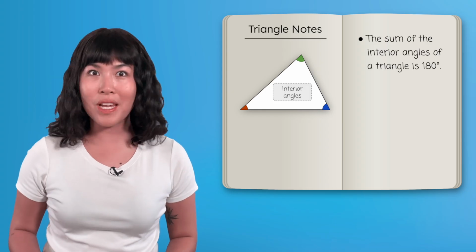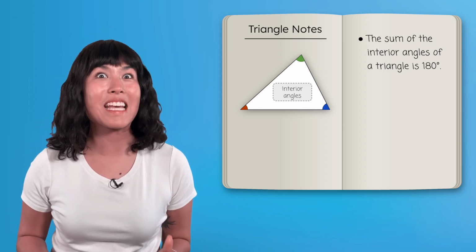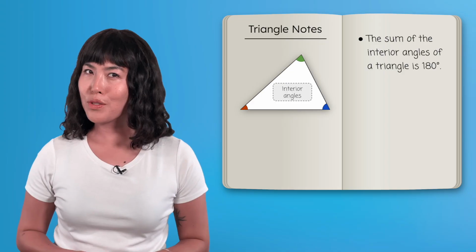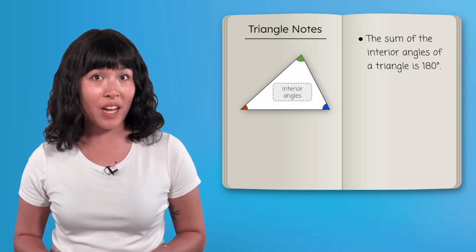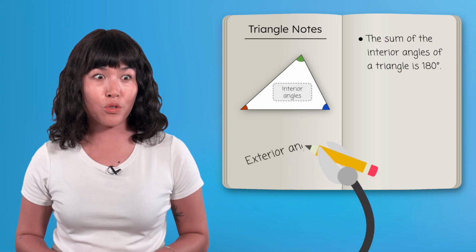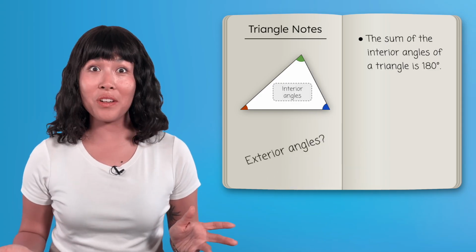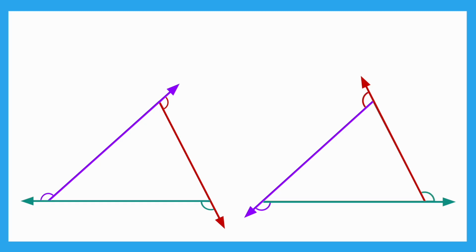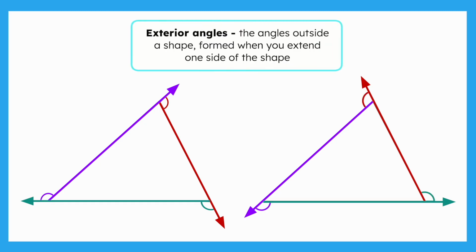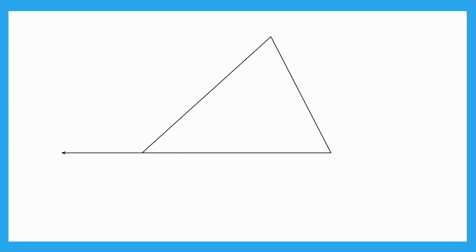We already know some interesting information about the angles in triangles. I wonder what else we can discover. Let's see. If we have interior angles, does that mean there are also exterior angles? When we extend the side of the triangle like this, or like this, we create angles outside of the triangle. Those are exterior angles.